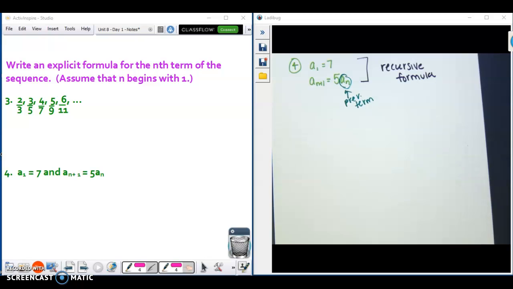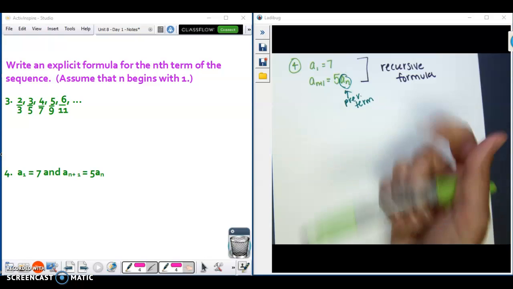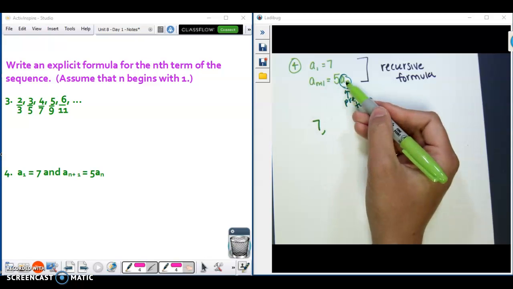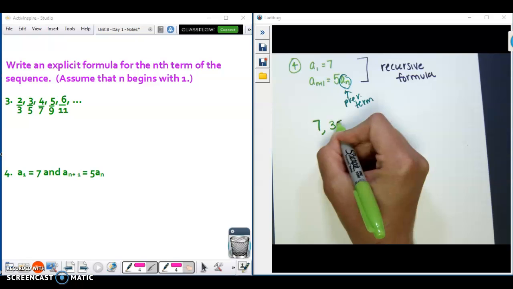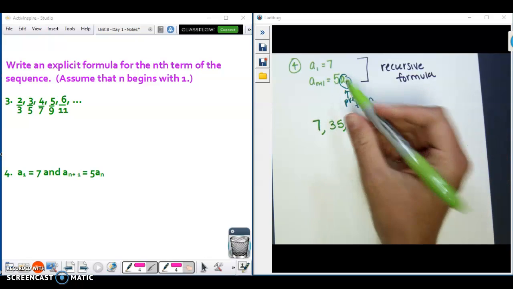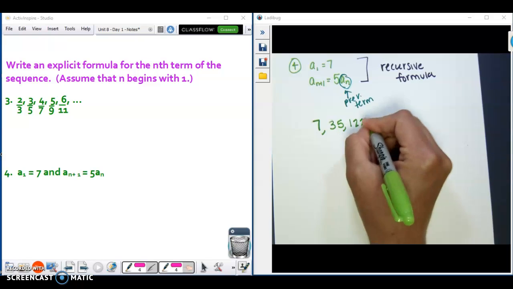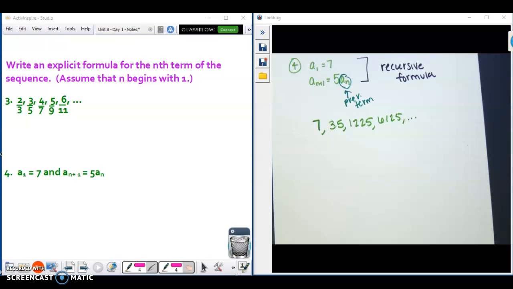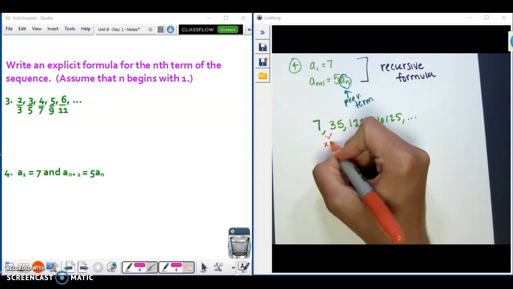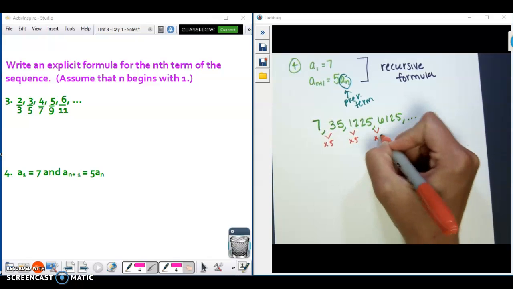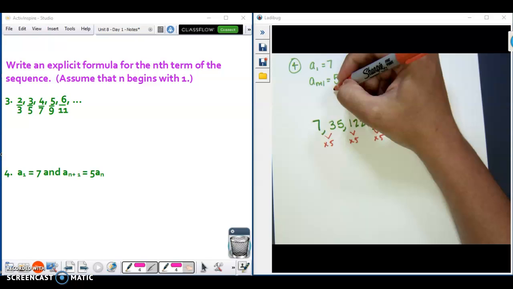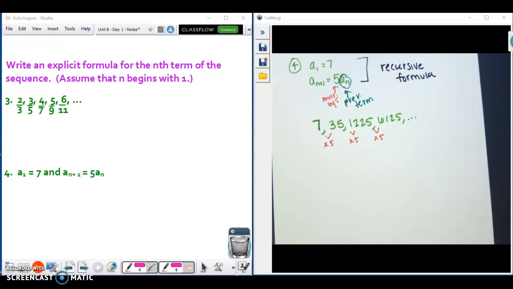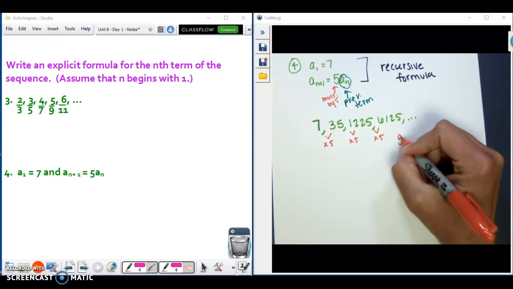So in order for us to get this, I would like to write out the sequence. The first term we know is 7, and it's saying 5 times the previous term. So 5 times 7 is 35. Then 35 times 5 gives you 175, and then if you multiply that times 5. Okay, so what we're doing here, each time we're multiplying by 5. Now, you didn't really have to write out these terms, because right here told you that each time you're multiplying by 5. So, because we are multiplying by 5 each time, we know this is going to be a geometric.